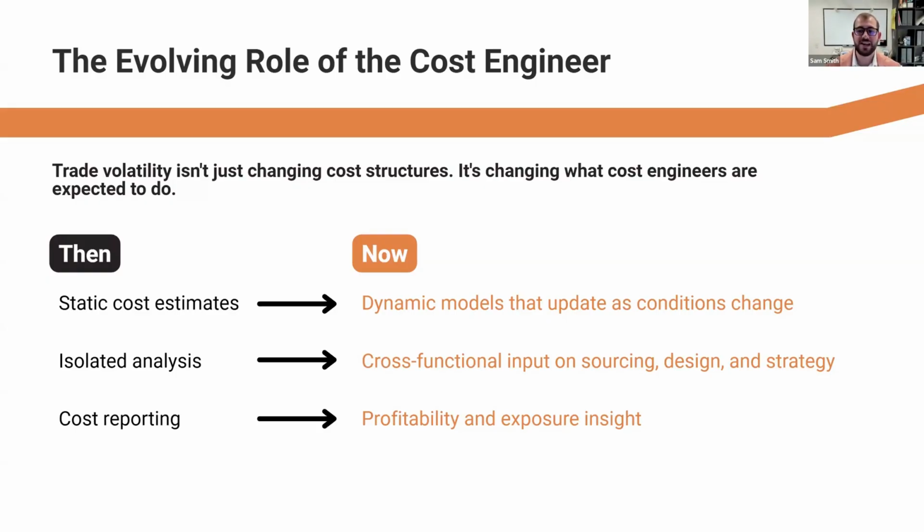Now, the organizations that are navigating trade volatility well right now tend to have cost engineering teams that have started to make this shift at least partially. They're not waiting to be asked, they're bringing analysis to the table proactively in terms that drive decisions rather than document them. That shift doesn't happen overnight. It requires investment in model design, in data accessibility, and frankly, in how cost engineering positions itself internally. But the environment we're in right now is creating a real opening for it.